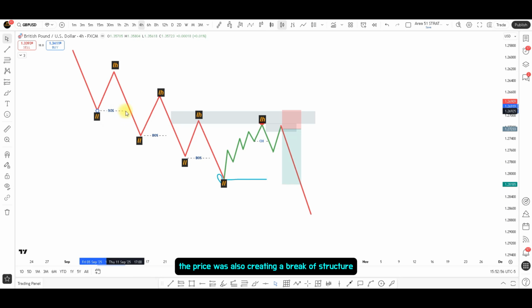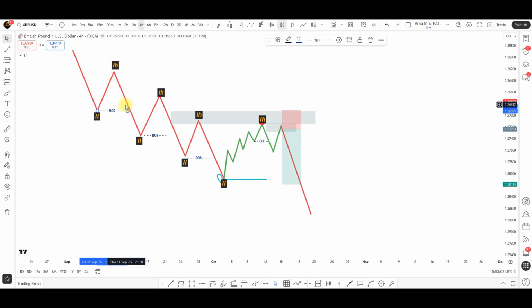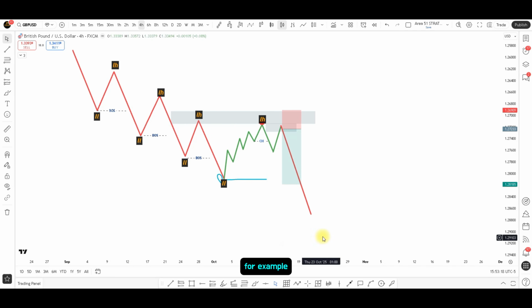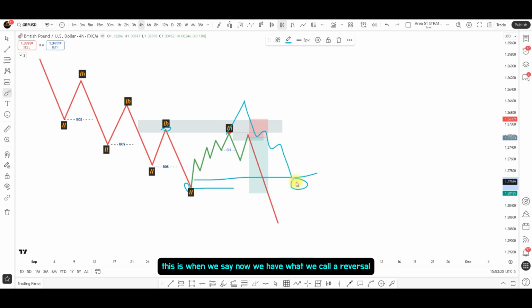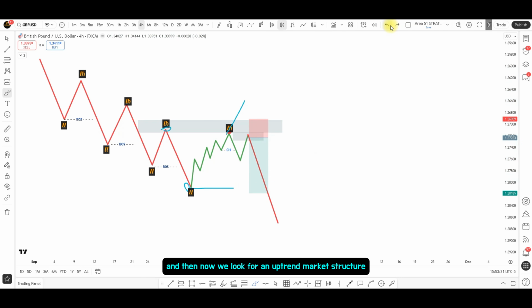Each time the price was also creating a break of structure. Anytime price breaks a structure, which is a previous lower low, we mark this as a break of structure, which means a continuation to the downside, and this is a downtrend market structure. So lower high, lower low, lower high, lower low. For example, if price eventually trades above this lower high, this is when we say we have what we call a reversal, and then we look for an uptrend market structure.